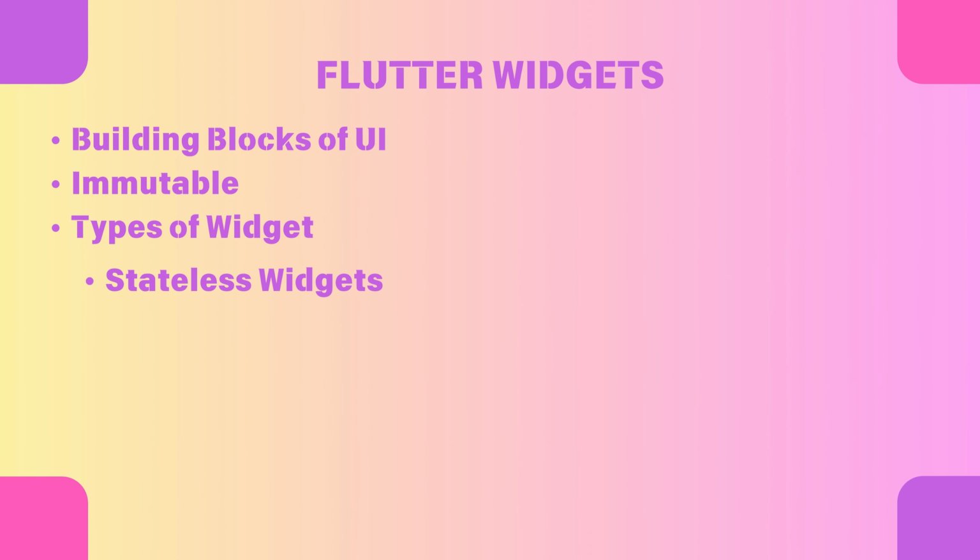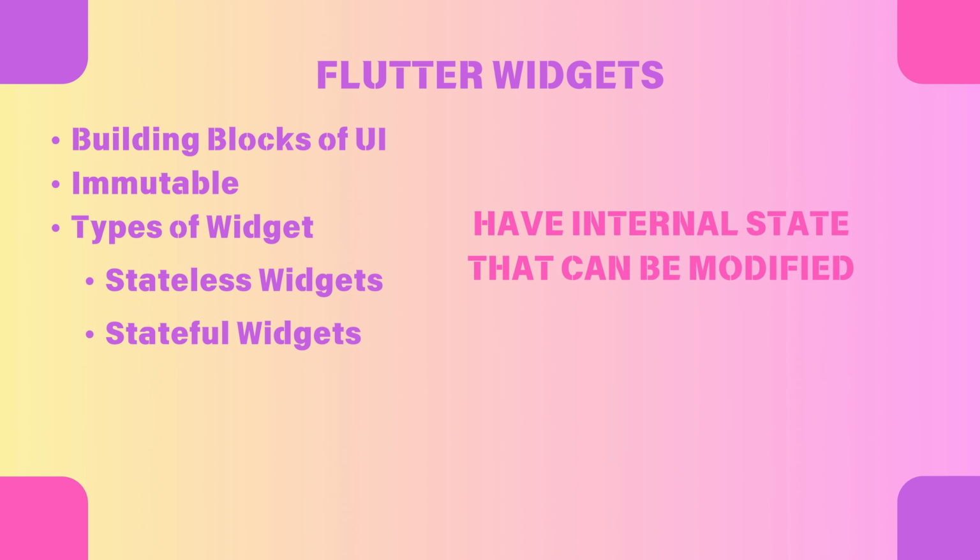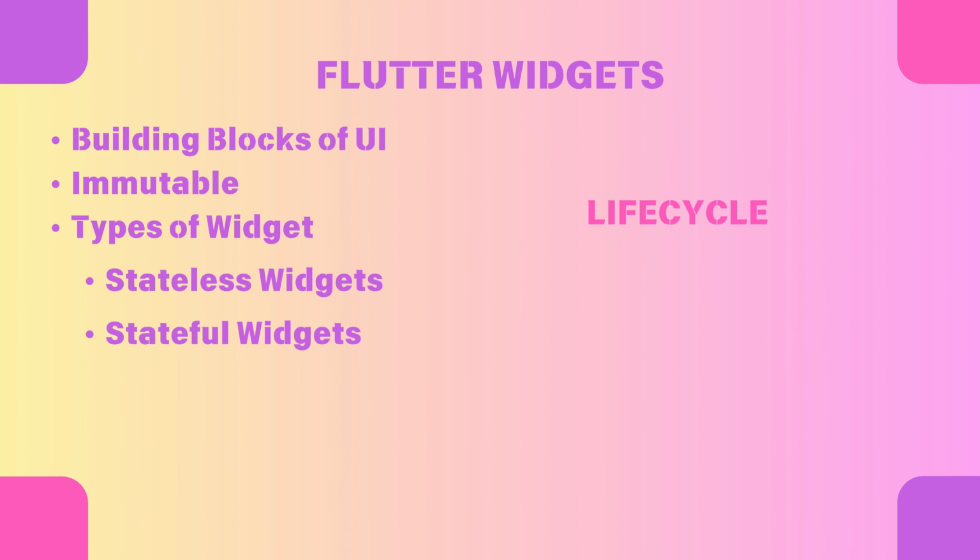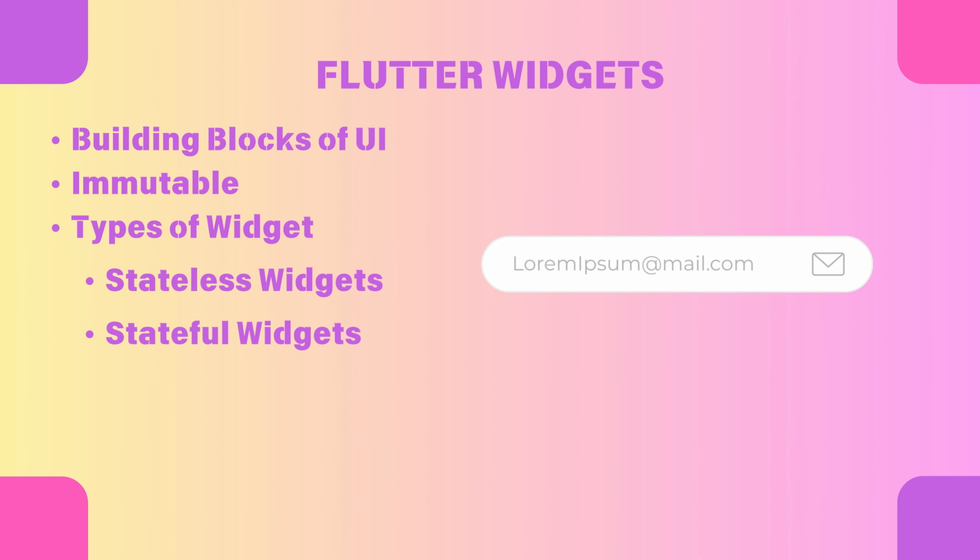Now let's talk about stateful widgets. They have internal state that can be modified. They also contain a life cycle, and the life cycle of a stateful widget involves several methods that are called in a specific sequence. Those methods include initState, build, and dispose. Stateful widgets are used for UI elements which need to update in response to events like user interactions and data changes. When we update any variable in that state, we need to call the setState function in order to keep the UI in sync. Examples include switches and input fields.